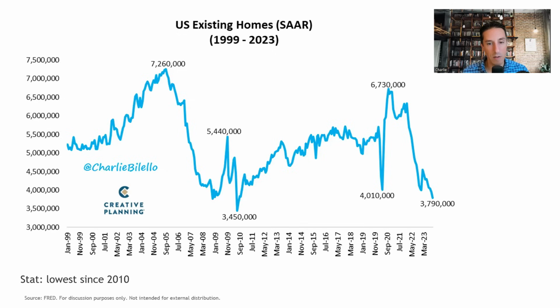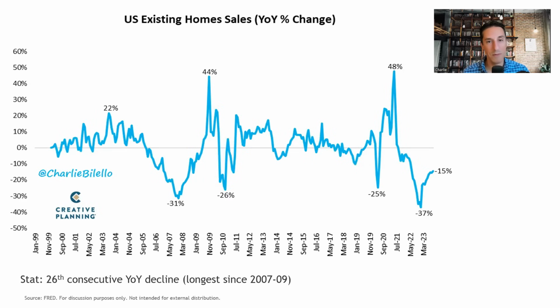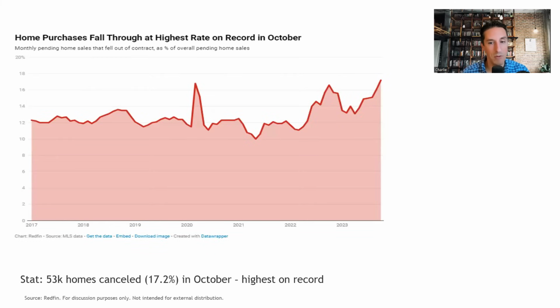So if we look at the year-over-year rate of change in terms of home sales, down 15% from a year ago, that's the 26th consecutive year-over-year decline, which is the longest down streak we've seen since 2007 to 2009. And that recent spike in mortgage rates, where we saw mortgage rates run up to around 8%, really led a lot of people to cancel their purchases of homes. We saw 53,000 homes canceled in October. That's 17% of all homes in contract, and that was the highest percentage on record. So a lot of forces working against activity in the housing market.